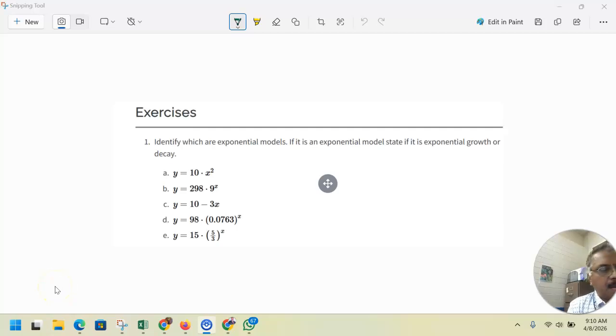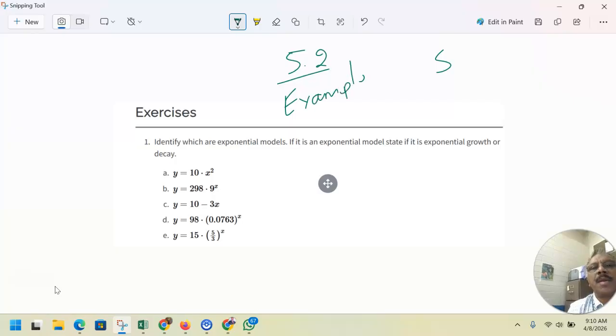Okay, in this video, I'm working through the 5.2. Last time I did 5.2 and the examples were solved, but in this video, I'm going to walk through the 5.2 exercise. So let me not waste time, I'll begin with the exercise. The very first question, yet again, is another example which we did in the class.